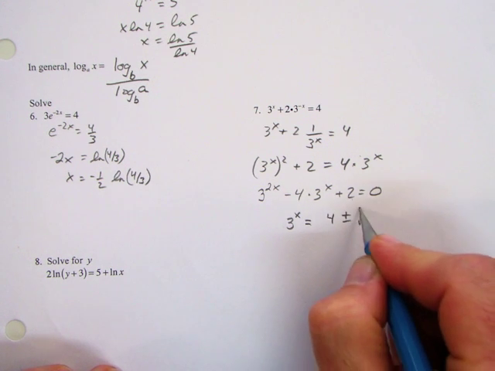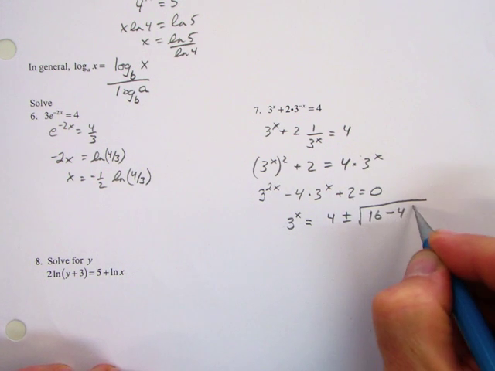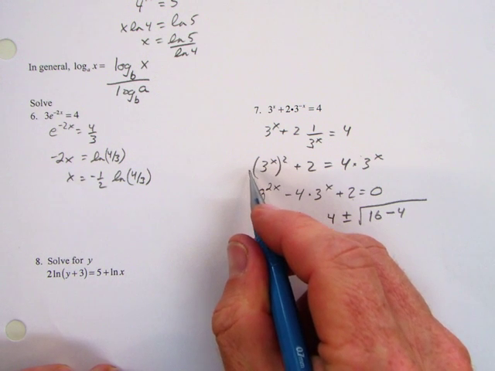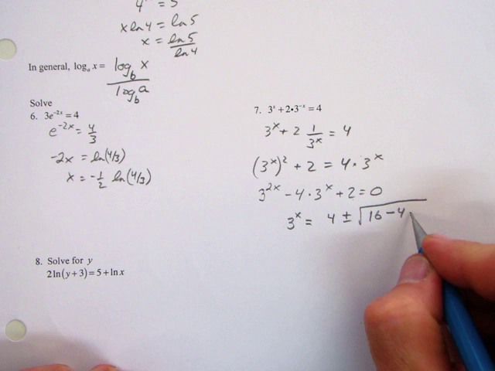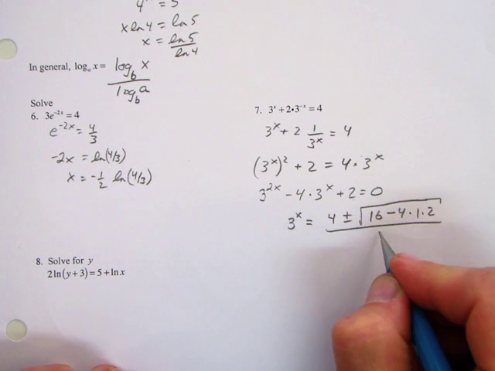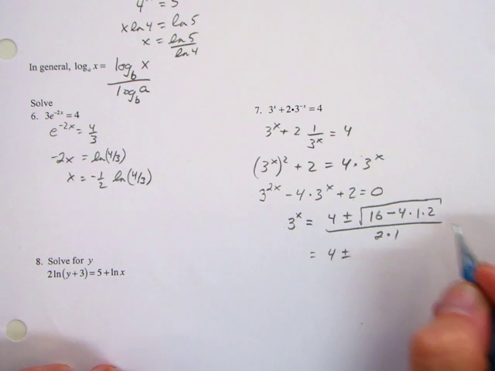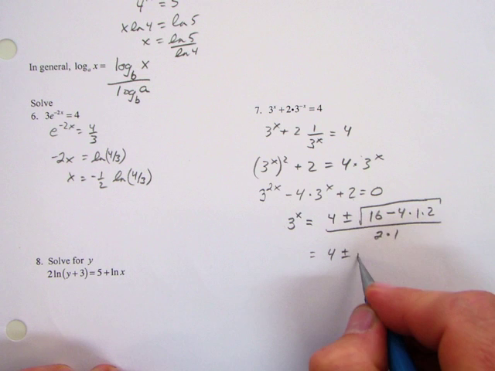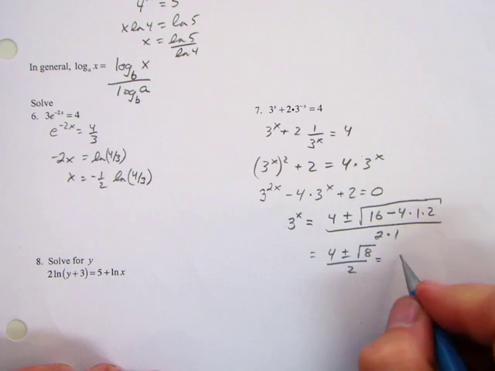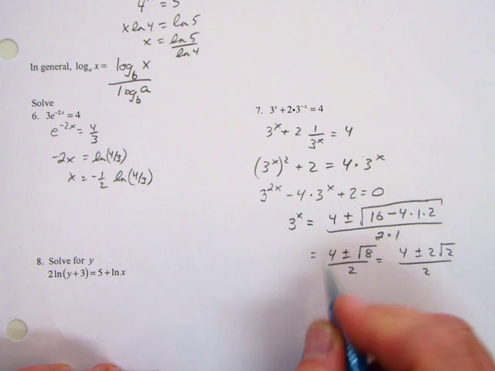positive, plus or minus the square root of negative b squared, so 16, minus 4 times the coefficient of this. You can see it maybe a little clearer there. It's 1. 4 times a times c, all divided by 2 times a. So let's simplify that. 4 plus or minus the square root of 8 over 2. And I'll write it over here just to get that simplification done. 4 plus or minus 2 root 2 over 2.